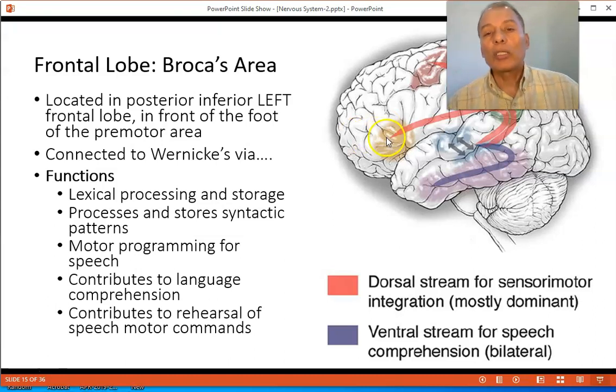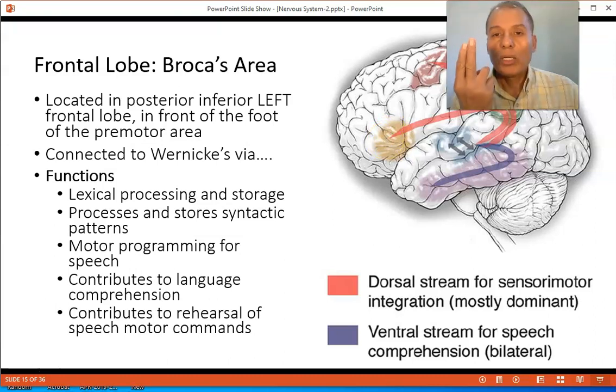Now the functions. It is responsible for motor planning and motor activation. It is responsible for syntax and processing of syntax, helping you string words into sentences, to make sentences. So it handles grammatical processing or syntactic processing, motor planning, and motor activation.